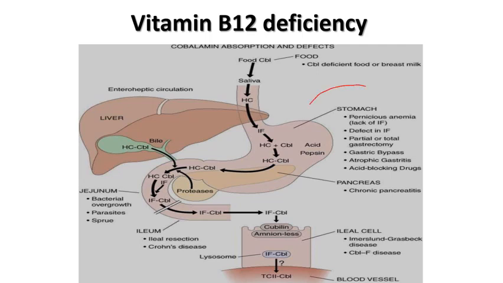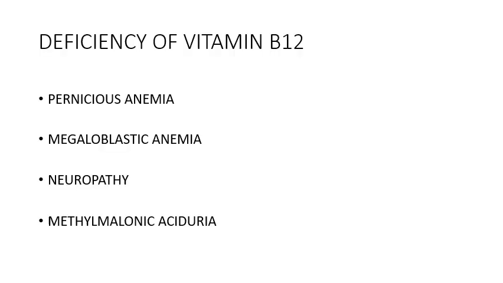Mainly in the stomach, what we have discussed, it can be due to pernicious anemia from lack of intrinsic factor, or a defect in intrinsic factor synthesis, or partial or total gastrectomy or gastric bypass, then atrophic gastritis or acid blocking drugs. All these can lead to vitamin B12 deficiency. In the pancreas, chronic pancreatitis can cause vitamin B12 deficiency. Some other diseases are also mentioned, like ileal resection, Crohn's disease, bacterial overgrowth, parasitic infections, sprue, etc., which can also lead to vitamin B12 deficiency.